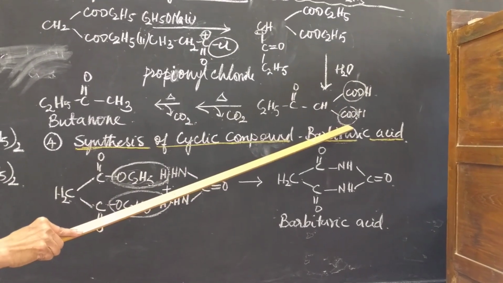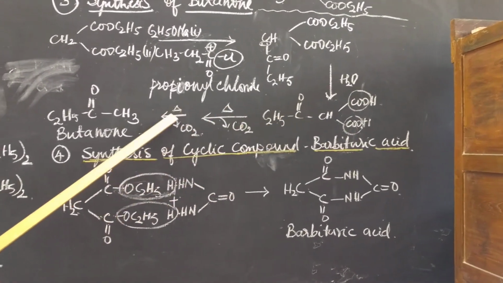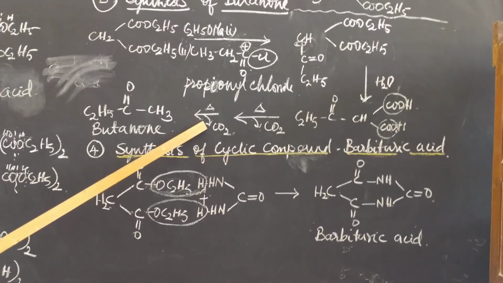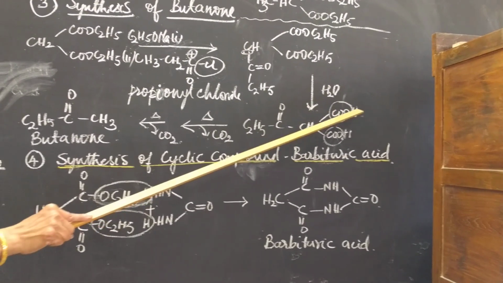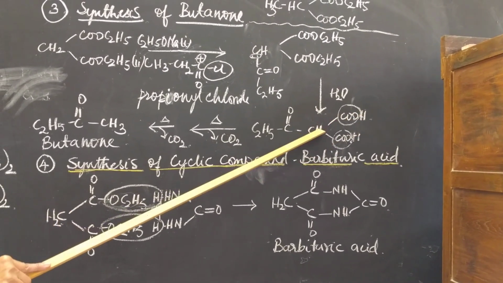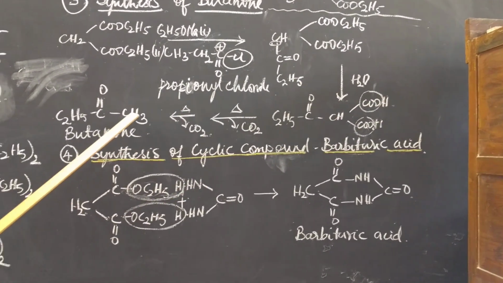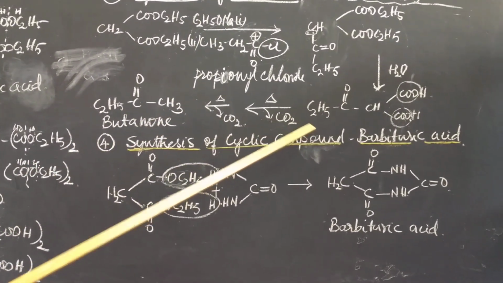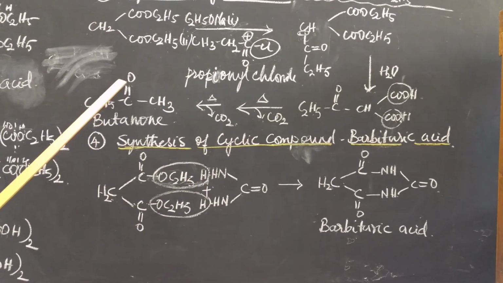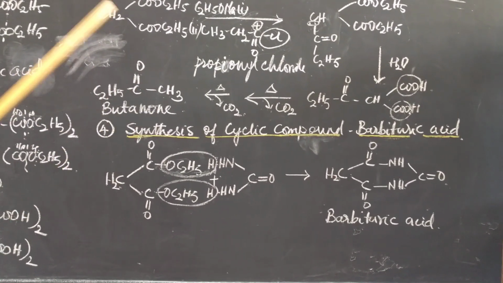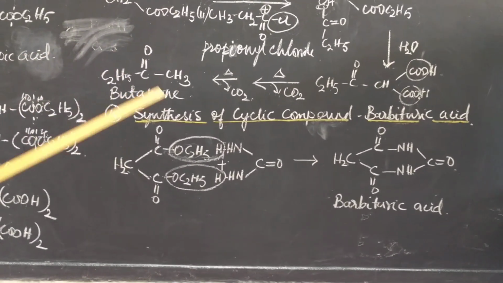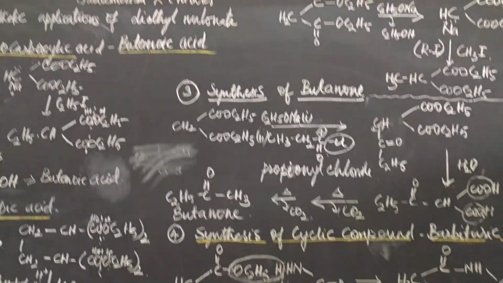I still have a carboxylic group. So I carry out another decarboxylation, lose this carbon dioxide also. Therefore this H combines with this, giving me CH3. So what did I get? C2H5, CO, CH3, which is nothing but our butanone. So this is the other synthetic application of our compound, that is diethyl malonate.